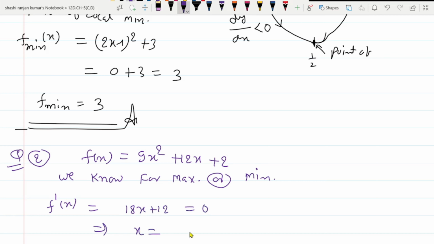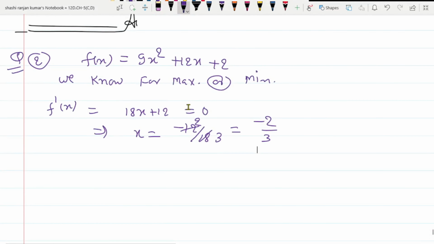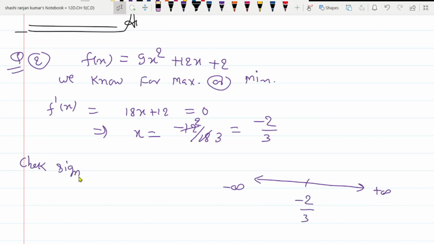So what is the x you are getting? Minus 12 upon 18. 6 into 12 and 6 into 18, that is minus 2 by 3. Now we have to check whether minus 2 by 3 is the point of maxima or point of minima. This we need to check. So for that we need to check the sign of dy by dx. So this is our minus infinity, this is plus infinity, and this is the point minus 2 by 3. Now check the sign of f dash x.